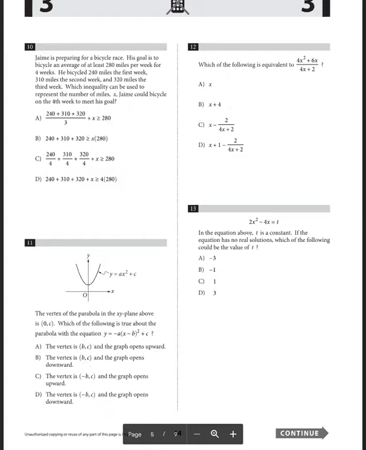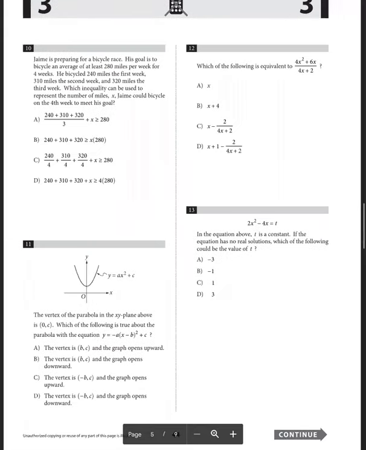Let's look at number 11. It says the vertex of the parabola in the xy plane above is (0, c). Which of the following is true about the parabola with the equation y = -a(x - b)² + c? The first thing I'll say about this problem is notice how it gives you this, but then it's asking you about a different equation.